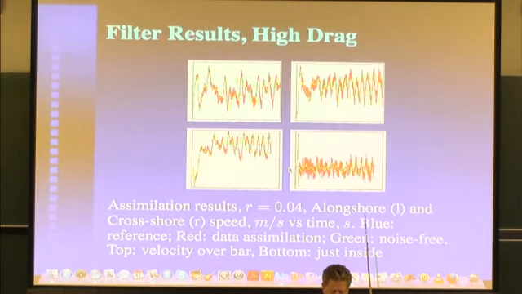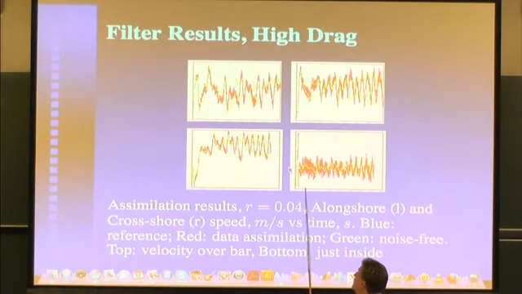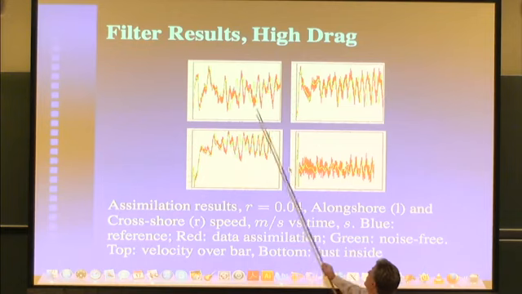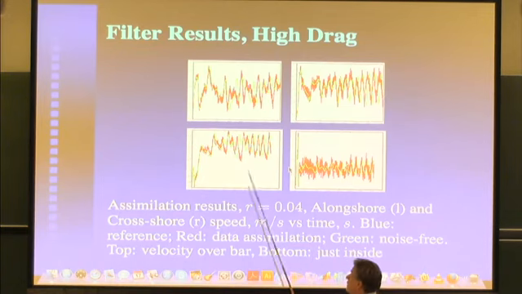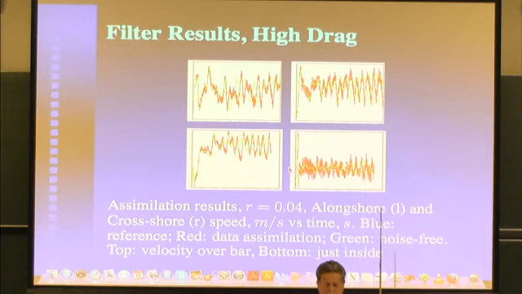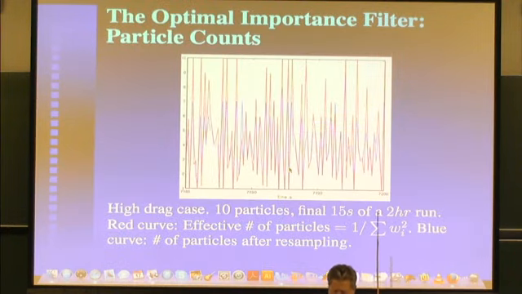The analysis, these are pictures. The green lines that are different are no noise. This is just to show that the analysis actually does follow. These are 4 measurements: a longshore and cross-shore velocity. I put in the green lines, those are the undisturbed case, to convince you that the noise really makes a difference, even in the high drag case in detail. But here's the really important thing.